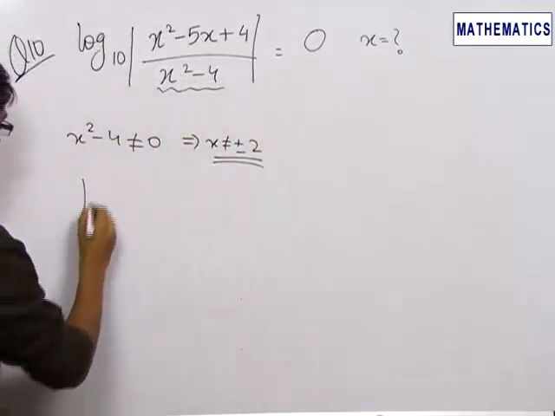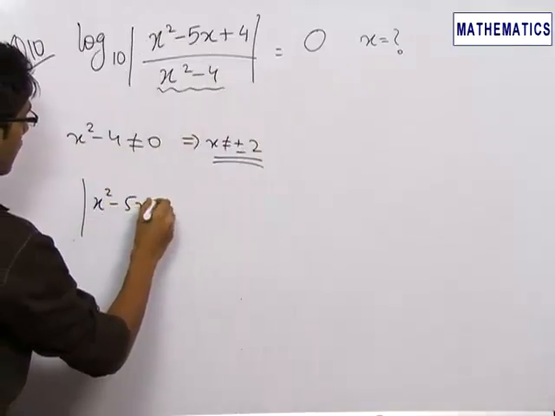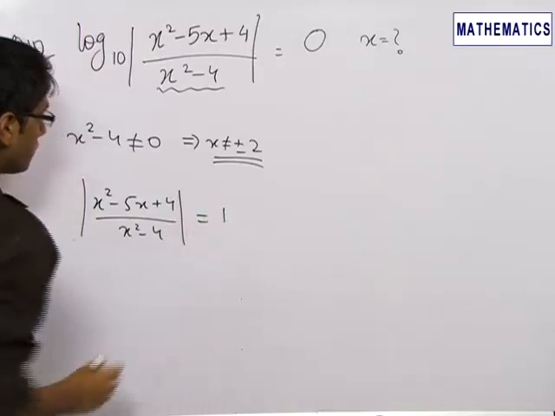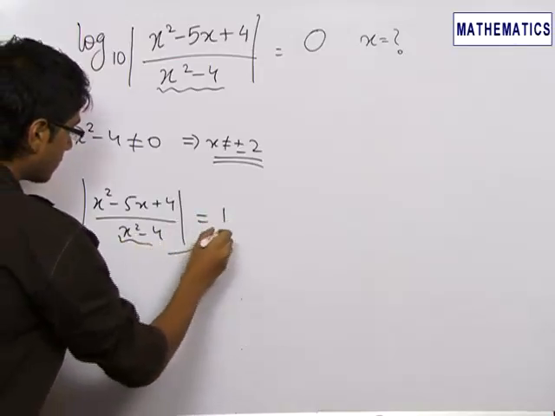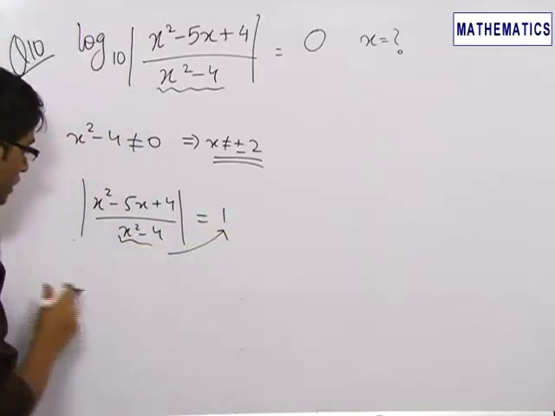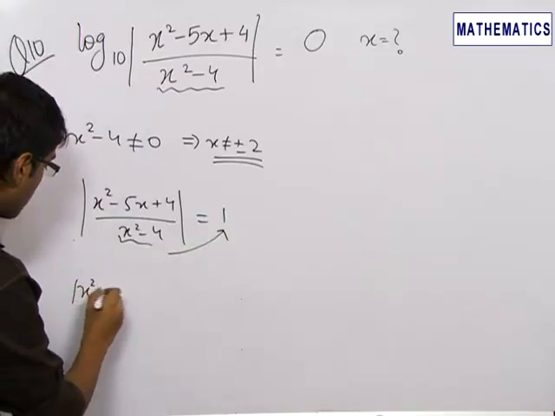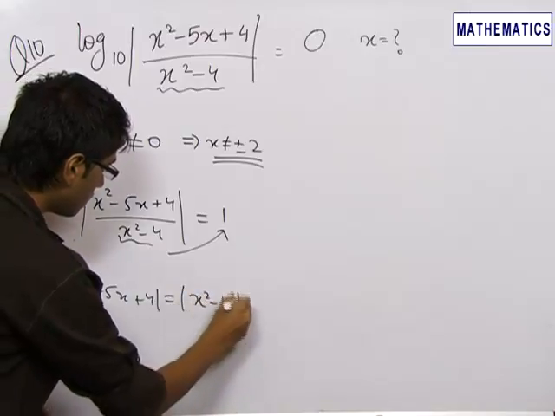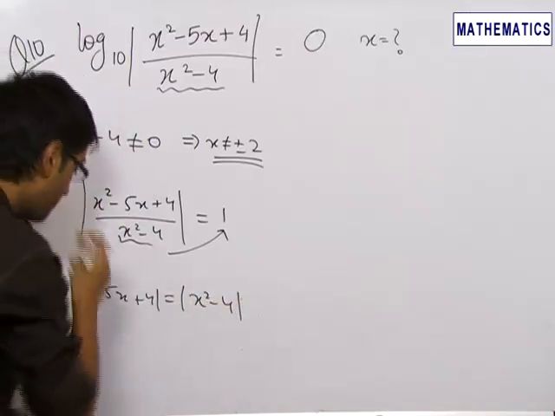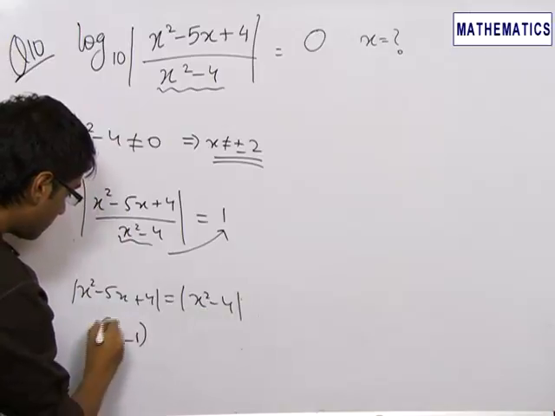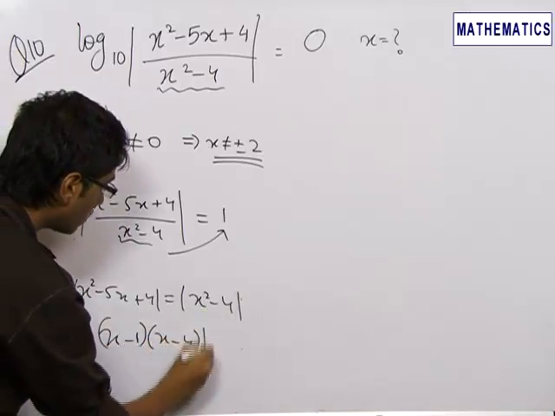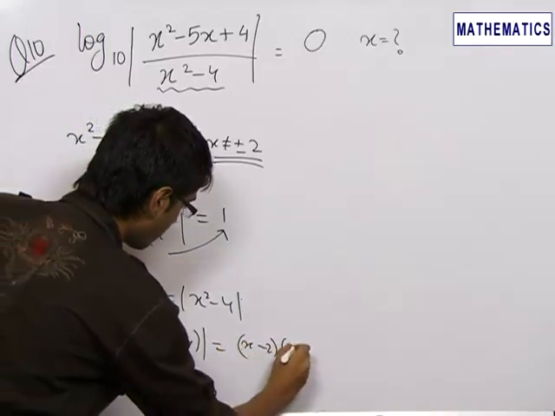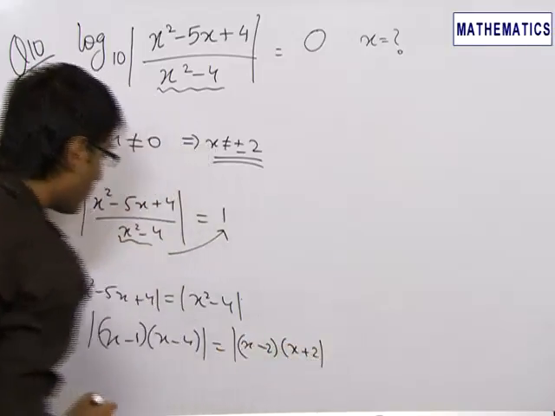Now this is written as modulus of (x square minus 5x plus 4) upon (x square minus 4) is equal to 1. We take this to the right hand side since it is positive to get modulus of x square minus 5x plus 4 is equal to modulus of x square minus 4, which gives modulus of (x minus 1)(x minus 4) is equal to modulus of (x minus 2)(x plus 2).